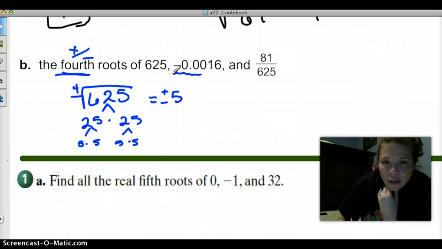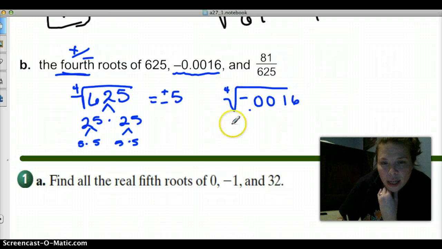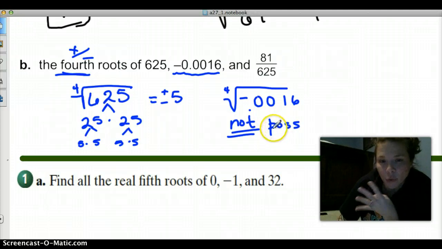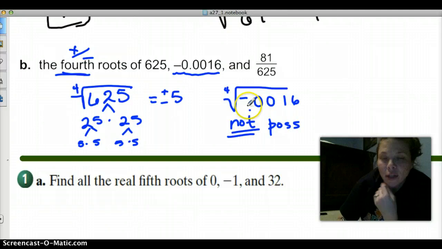Looking at the fourth root of negative 0.0016. This one is not possible. There is no number that you can multiply to itself 4 times and end up with a negative. A negative times negative is positive, times negative is negative, but times that fourth negative would be positive.